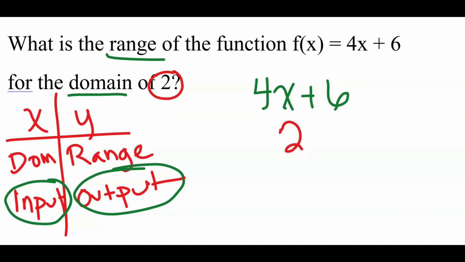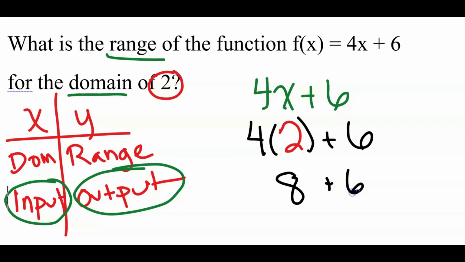So instead of 4 times x, it becomes 4 times 2. And then the range is just the output. What did I get when I plug that in? Well, 4 times 2 is 8. 8 plus 6 is 14. So 14 is the range value. And that's what they were asking. What do you get out of it? What's the output? That's all that range is. So don't let the vocabulary confuse you on these.